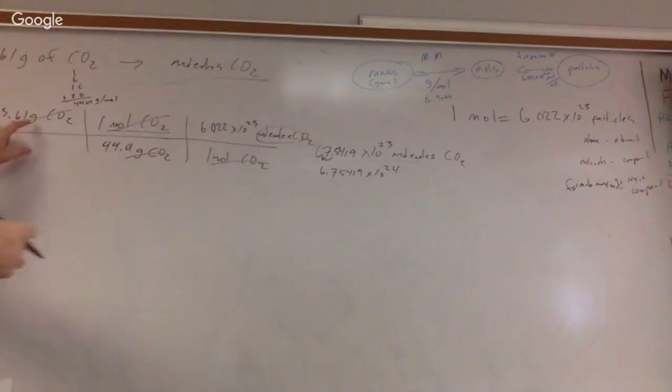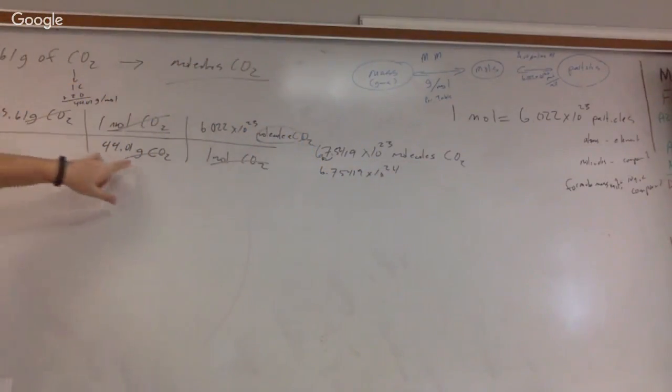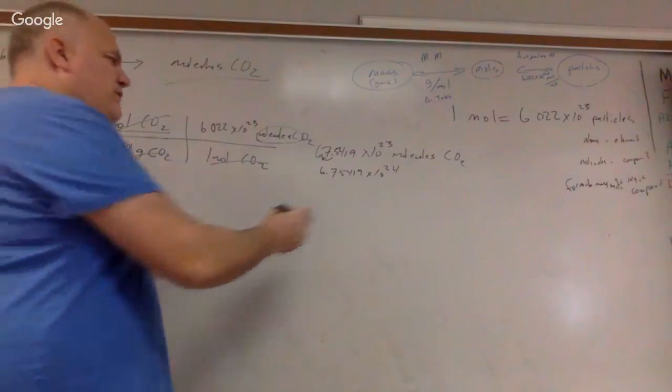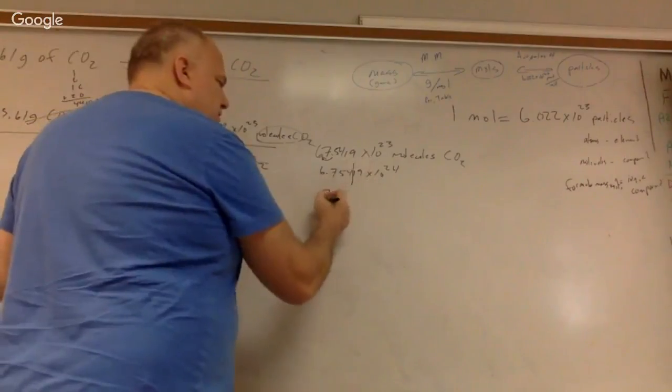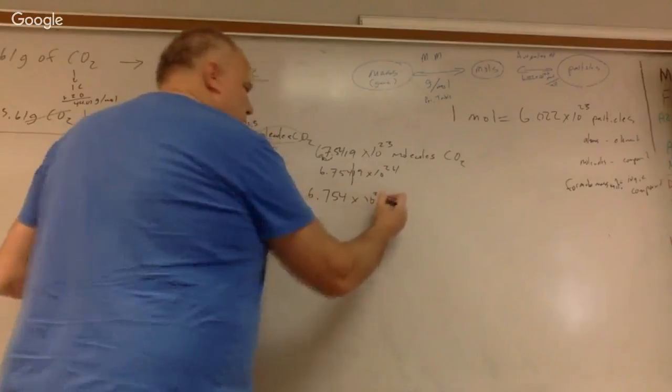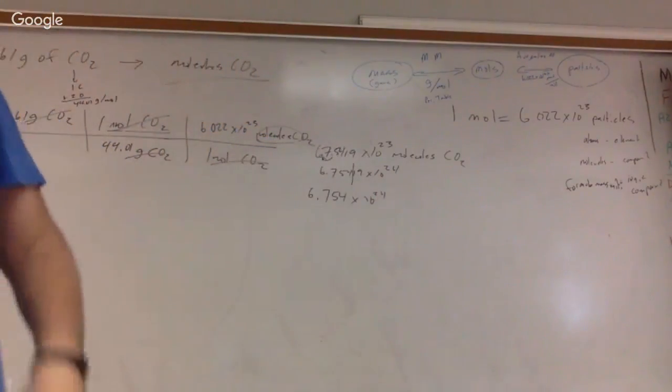Plus, I started off with 5 significant figures here, but didn't I use 4 significant figures for my molar mass? So I should use 4 significant figures in my problem, which gives us 6.754 times 10 to the 24 molecules of CO2.